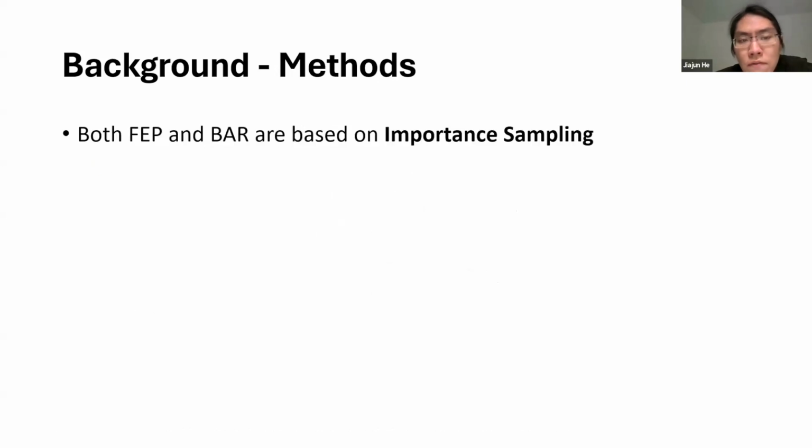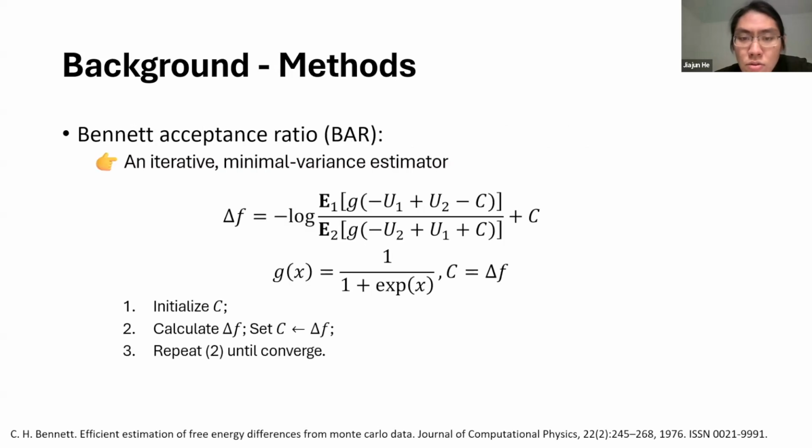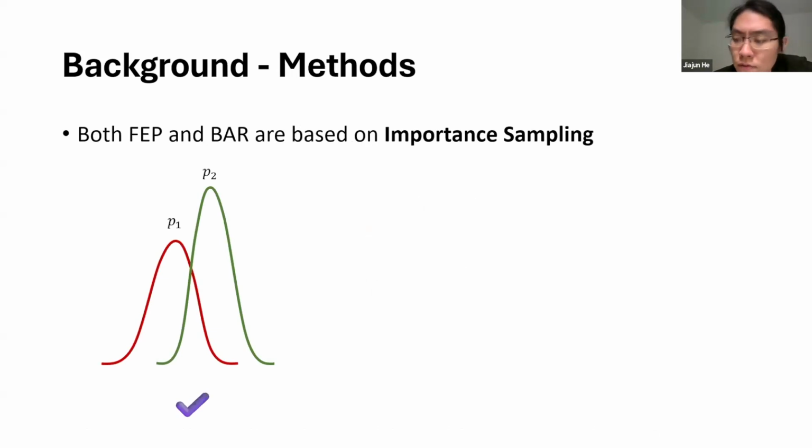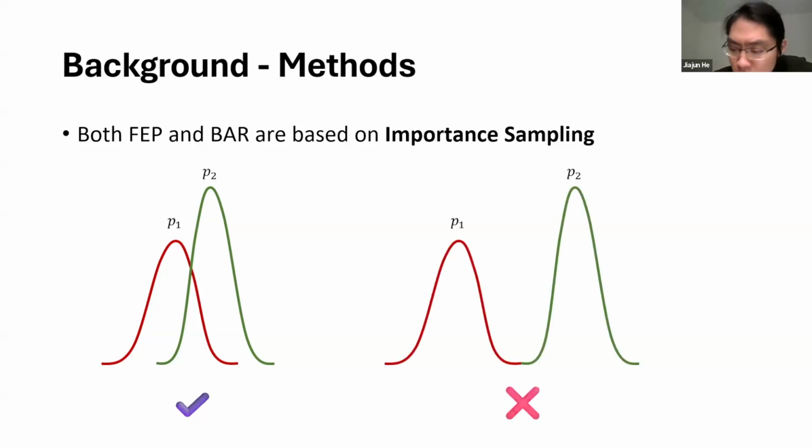So both FEP and BAR are actually based on importance sampling. If you look at FEP, it's just two. If you look at BAR, it's just two FEP. FEP is just importance sampling. And that means that you suffer from this kind of overlapping problem. If you have two distributions that overlap, okay, that's fine. But if you have two distributions that have no overlap, the estimation will be super bad, right?